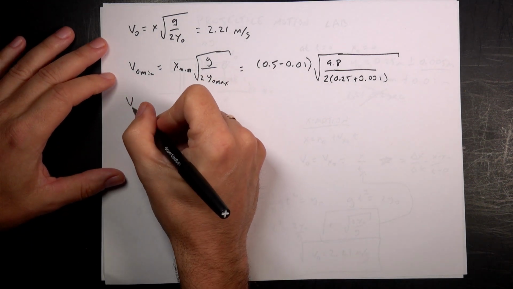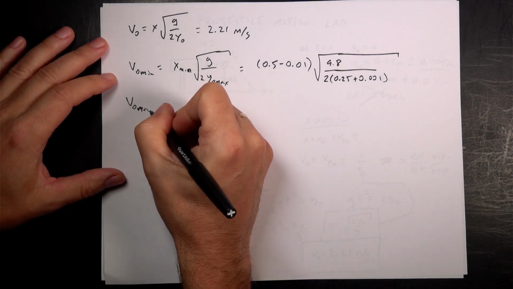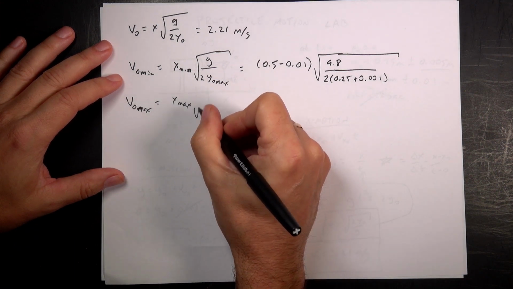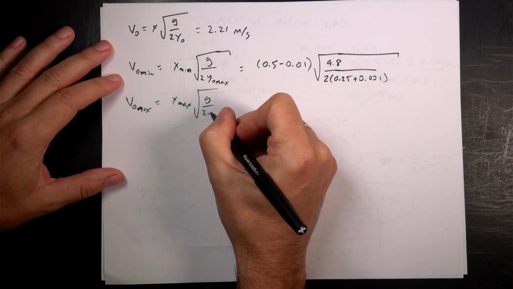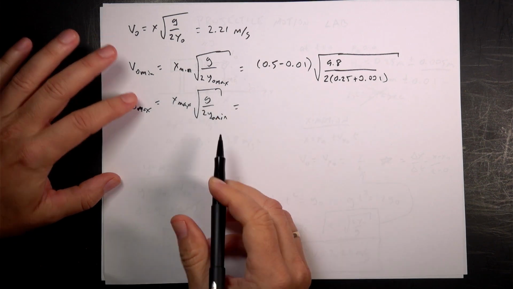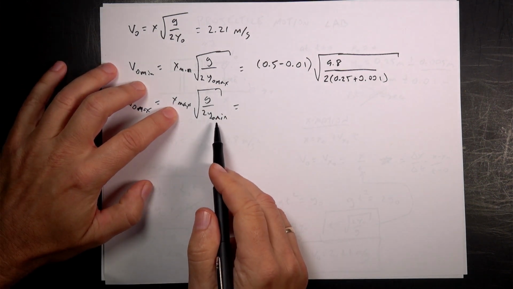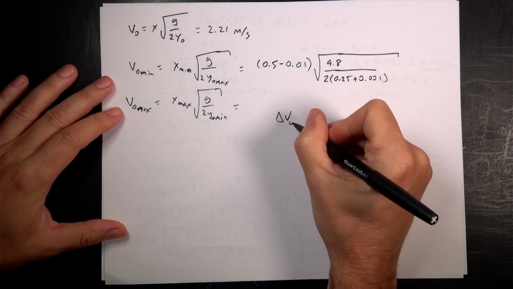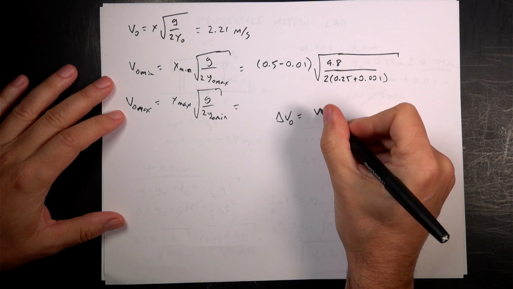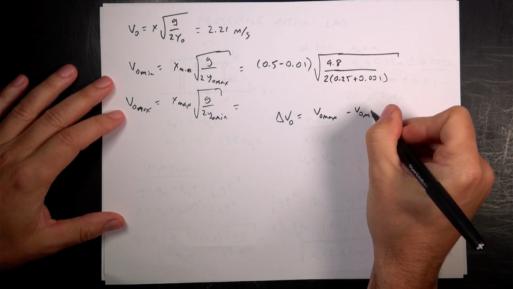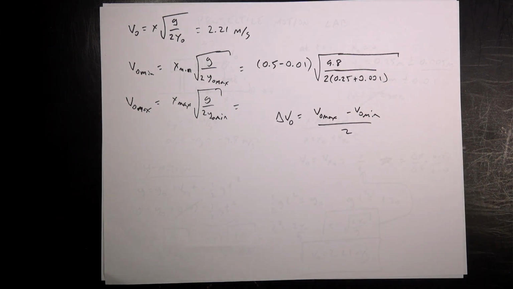Now when I go to calculate the maximum, V0 max velocity would be x max divided by the square root of g over 2 y0 min. And I would put in the min, because I'm dividing by that. And that would give me my max velocity. And then my uncertainty in the velocity would be delta V0, V0 max minus V0 min over 2. And that's how you would do that.